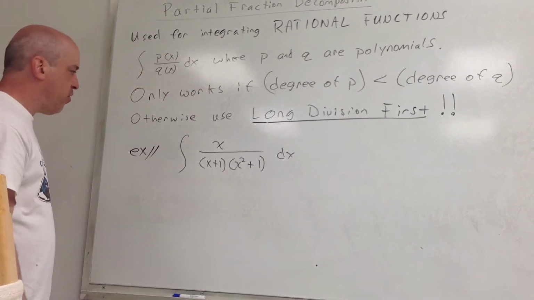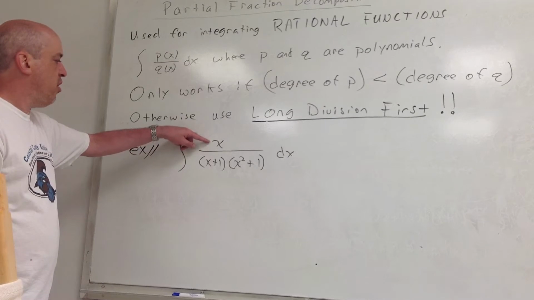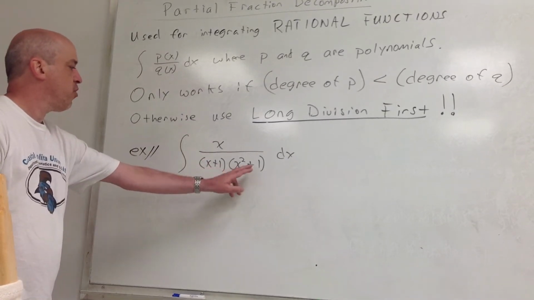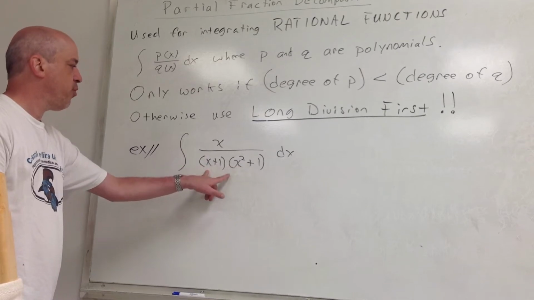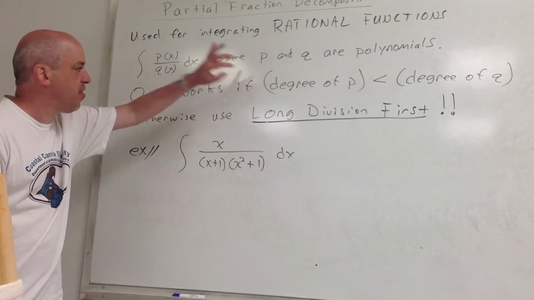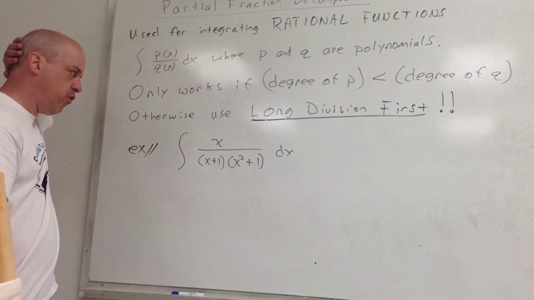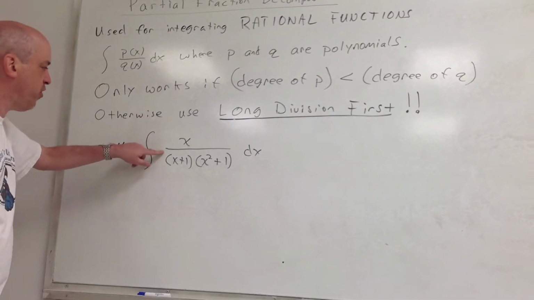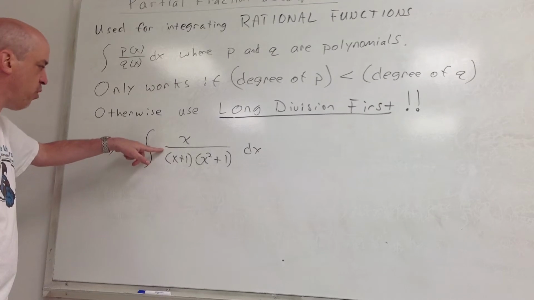But this is a rational function. The degree of the numerator is 1. The degree of the denominator is actually going to be 3. Degree 2 times degree 1 is degree 3. So we do have the degree of the top smaller than the degree of the bottom. We don't need to use long division first. We just need to know how to split this up as a sum of more than one fraction.